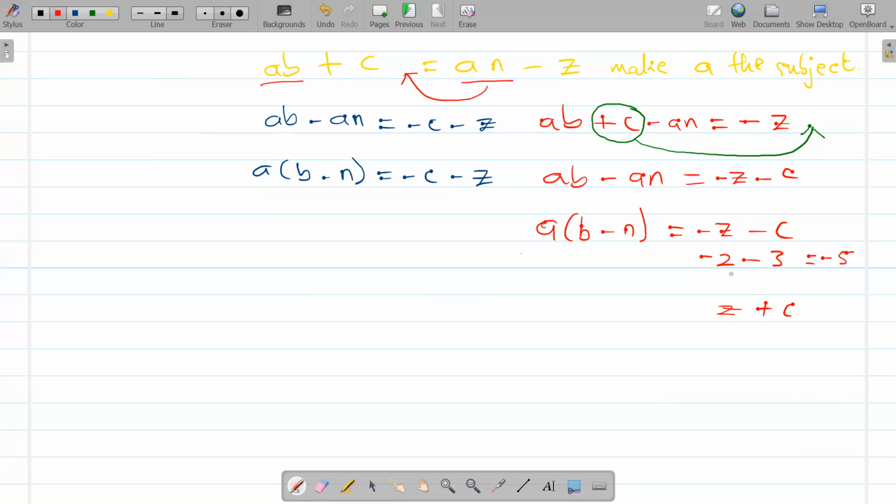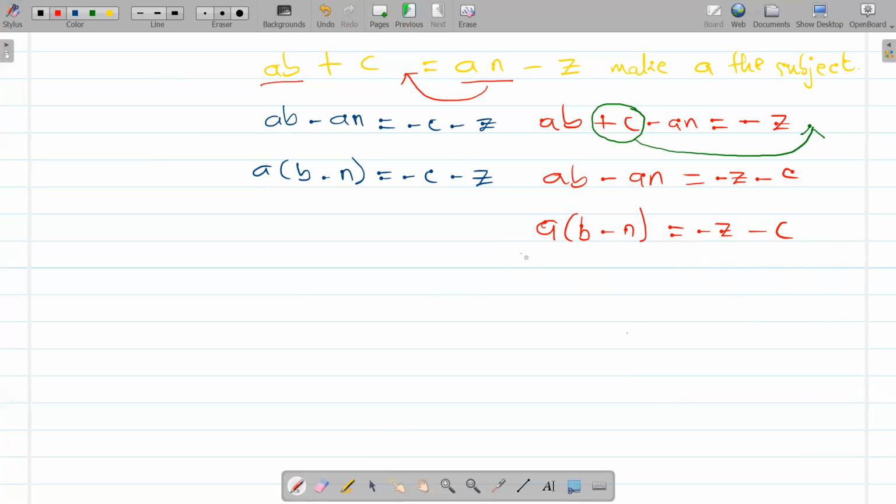So I'm still using that same principle. This is 2, this is plus, then the C is 3. What do we get? 2 plus 3, what do we get? 5. Are they the same? No. So minus Z minus C is not the same as Z plus C. There is a major difference. I just wanted you to understand that. Okay, so now how do we make A the subject here?